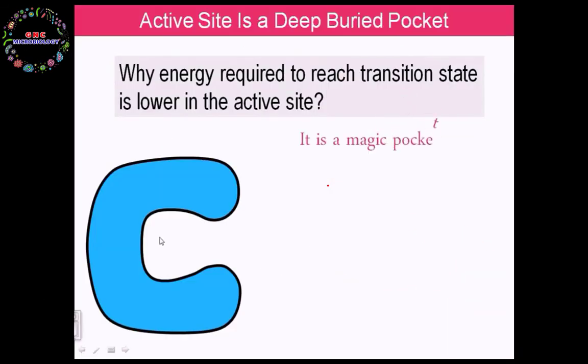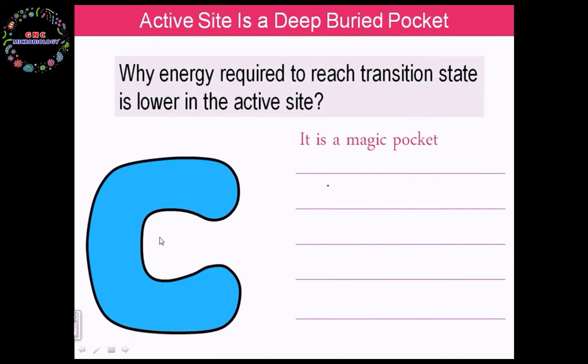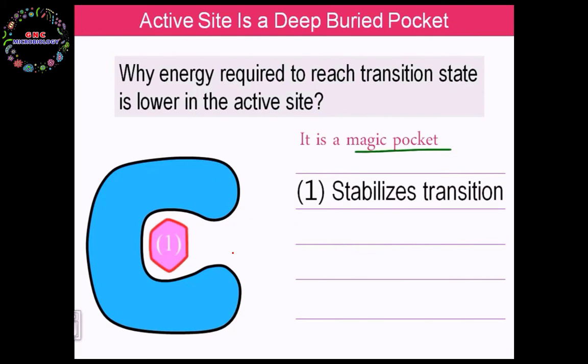So the energy required in a transition is less because the active site is actually a magic pocket. Okay, this is the active site of the enzyme. Now this enzyme actually reduces the activation energy. Okay, first of all, what will it do? It stabilizes the transition state. That means the substrate binds to the active site and becomes completely stable. Okay, it binds to it from all four sides.